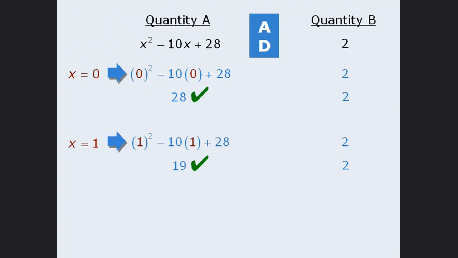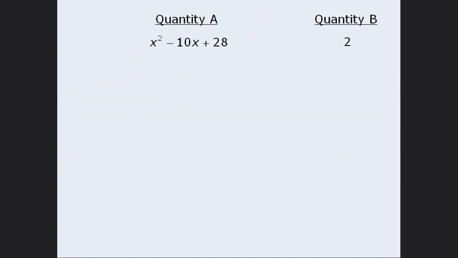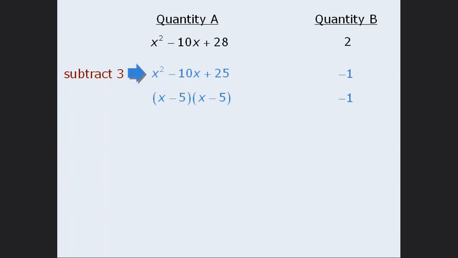Now, before I end this lesson, let's see if we can solve this question in a more definitive manner. Let's begin by subtracting 3 from both quantities. When we do so, we get the following. Now, why did I do this? Well, notice that we can now take quantity A and factor it as follows. Now, as an aside, if any of this looks unfamiliar to you, don't worry. We'll cover factoring in a future module.